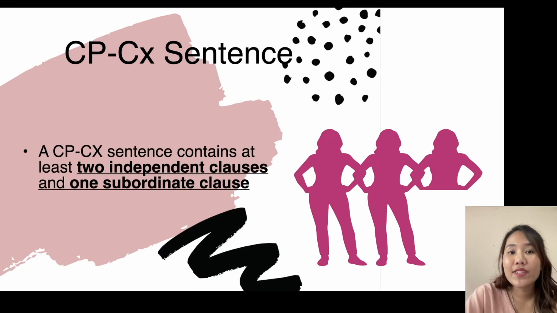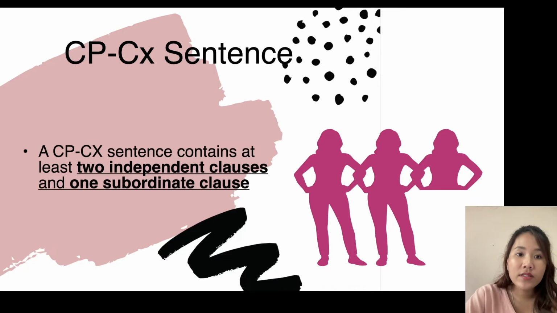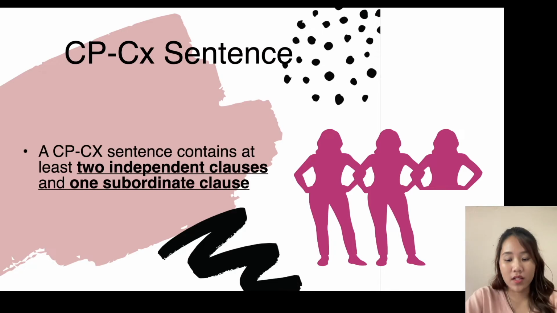And the last type is the compound-complex sentence. A compound-complex sentence consists of two independent clauses and one subordinate clause. Some students might ask me, can I have three independent clauses and two subordinate clauses? Definitely yes. You still count it as a compound-complex sentence as long as there are at least two independent clauses and one subordinate clause. It can be much more.